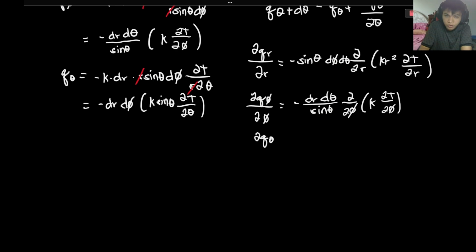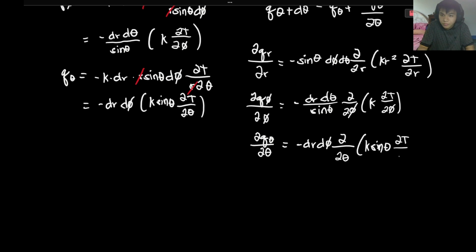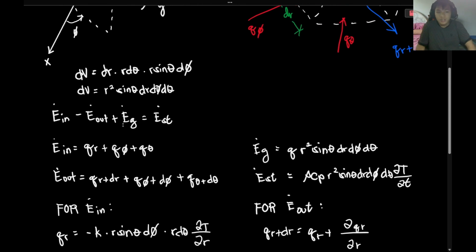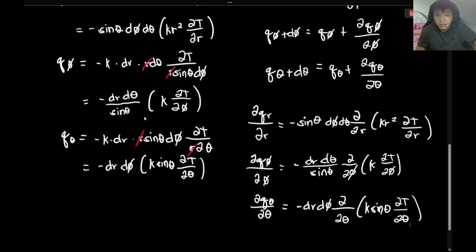And for the partial derivative of Q theta with respect to theta, to be equal to this plus our partial derivative. So we have negative dr d phi, okay? And then our partial derivative with respect to theta, and then what is inside: k sine theta, partial derivative of temperature with respect to theta. And now that we have our equations, we can substitute them into our energy balance equation.